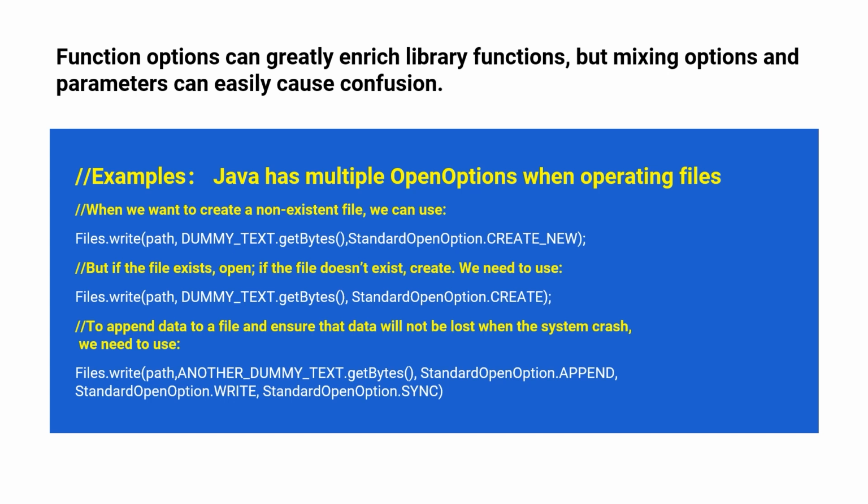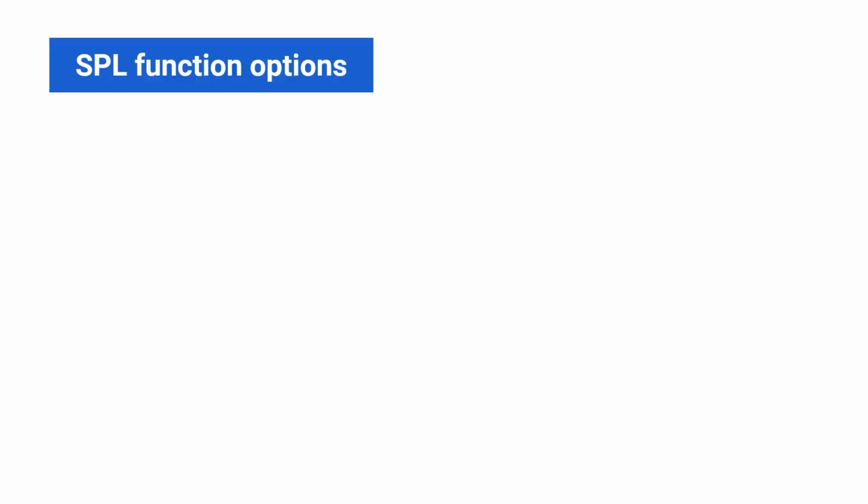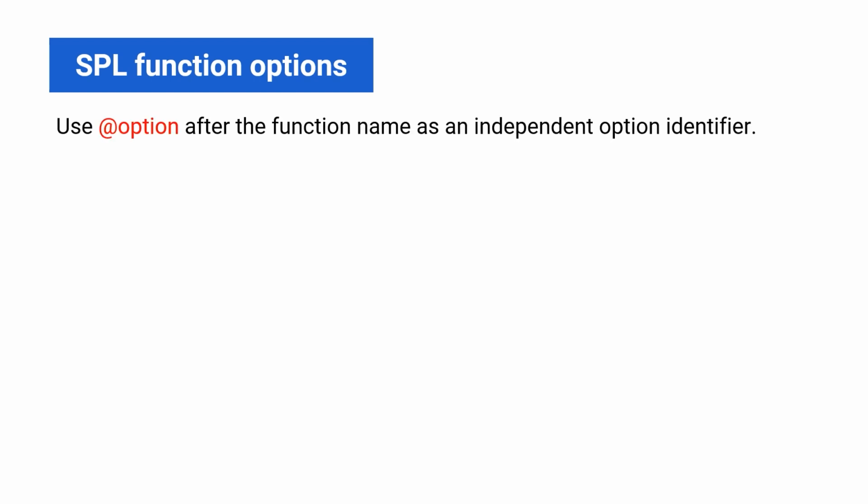Using options to control different functionalities of the same function usually involves treating options as a parameter and mixing them with normal parameters, which can easily lead to complexity in usage. Moreover, for certain functions with an uncertain number of parameters, it is not possible to use parameters to represent options anymore. SPL provides very unique function options, allowing functions with similar functionalities to share a common function name, and then distinguishing them through function options, making it easy to remember and use.